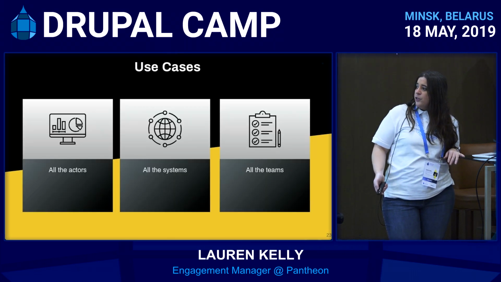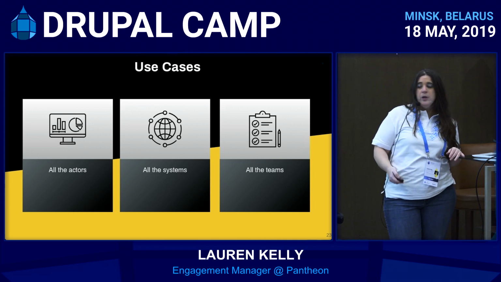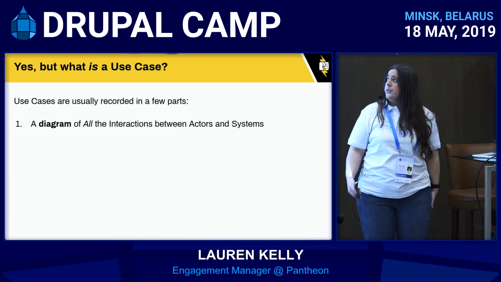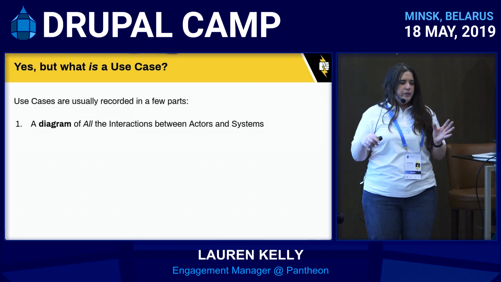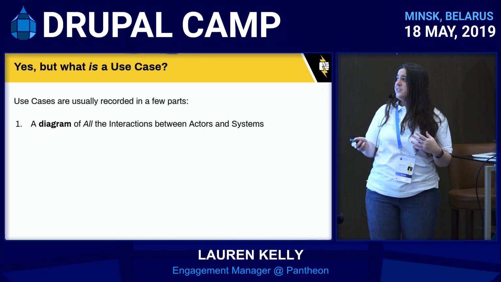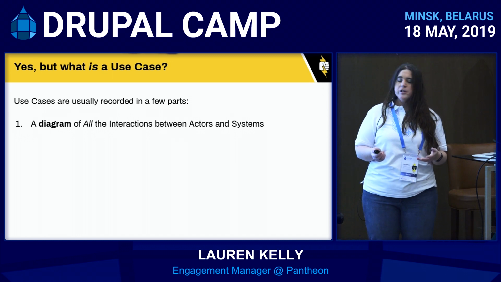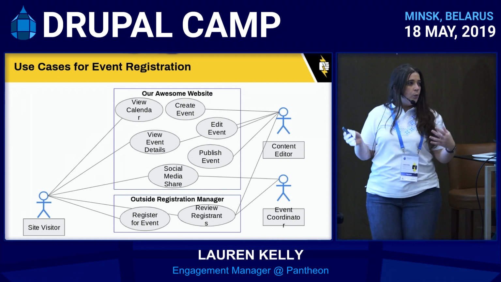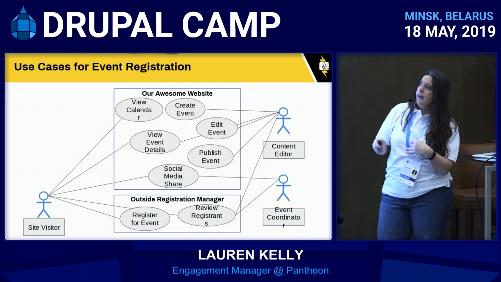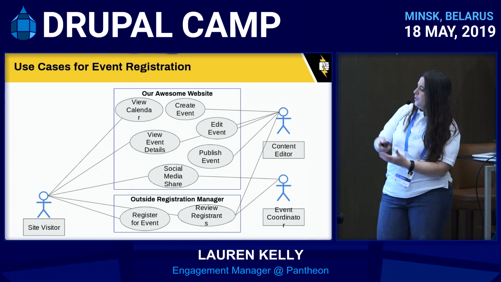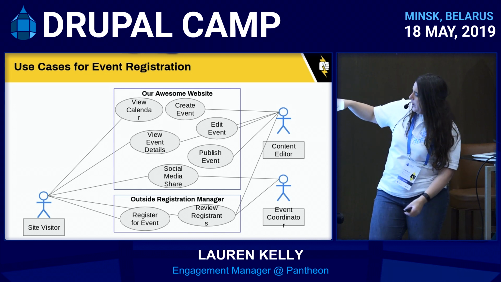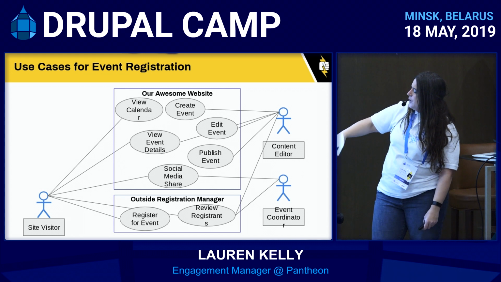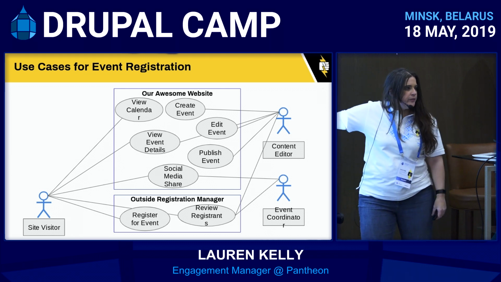So use cases talk about all of the actors, all of the systems, and all of the teams. A use case is recorded in a few parts. The first is a diagram of all the interactions across actors and systems. Here we have one little piece. We're looking at use cases for event registration. We have a couple actors here: the site visitor, the content editor, and the event coordinator, and they're all doing different things.